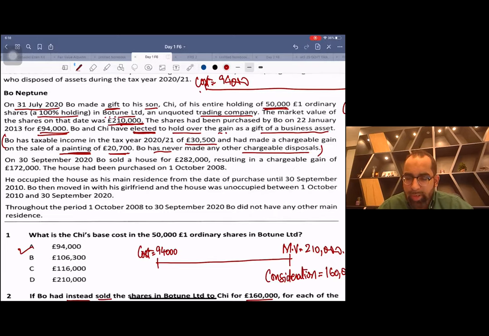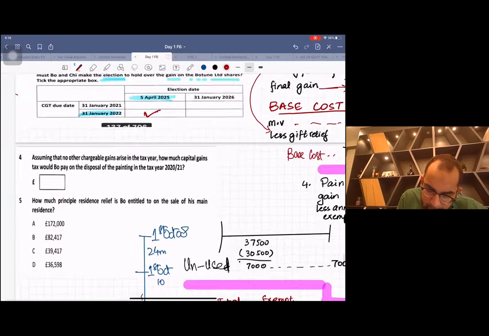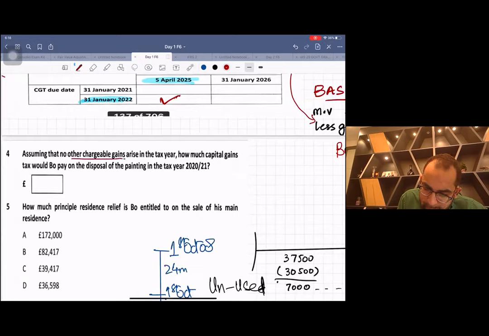I'm going to calculate the tax. Students, please look at me. Listen. Assuming that no other chargeable gain arises in the tax year, how much capital gain tax would Bo pay on the disposal of the painting?